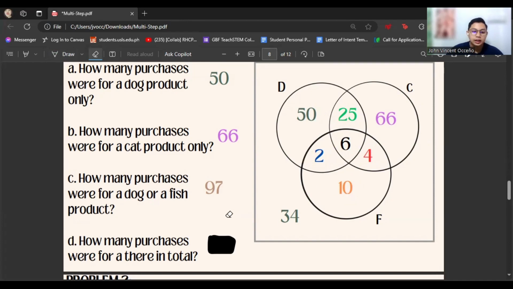And now the last: how many purchases were there in total? Simply add everything up. We get an answer of 197. Just add this; this is already 97, and this and this. So that would be it for the first word problem.